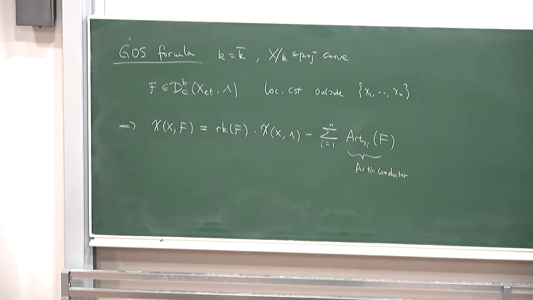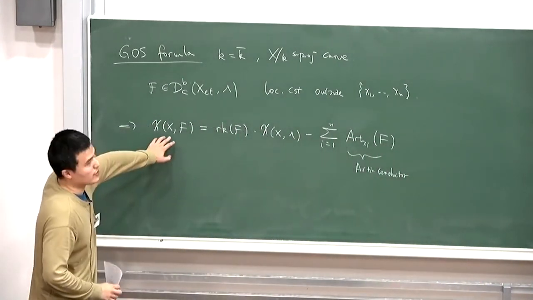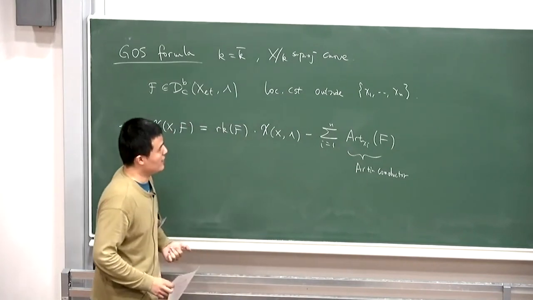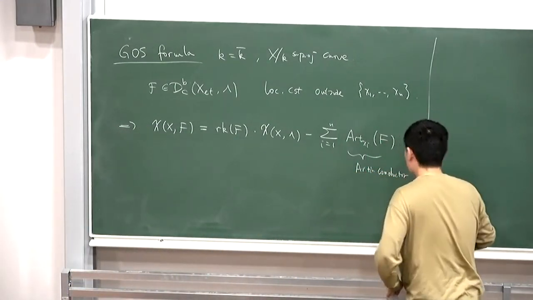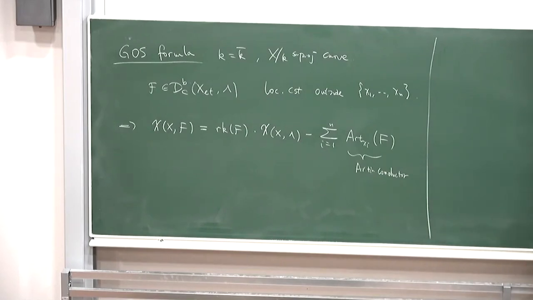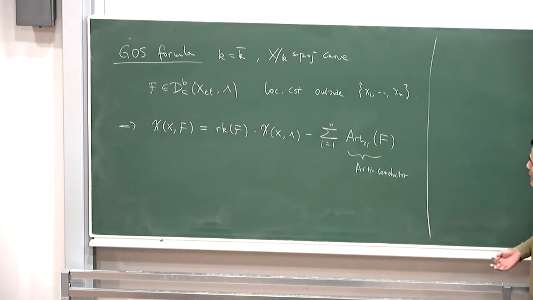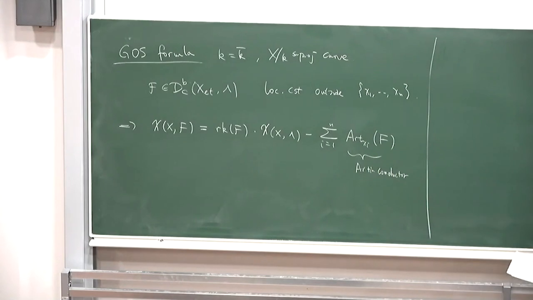This formula was later generalized by Kato and Saito to higher dimensions. So this GOS formula basically says that the Euler characteristic of a sheaf depends not only on the rank, but also on these things. So these Artin conductors actually characterize the wild ramifications of F at these points. And contrary to the characteristic zero case, in the Artin conductor you have some part related to the stalks of F at this point, but also there is another part called the Swan part, which characterizes wild ramifications. So our goal is to promote this to a quadratic formula.